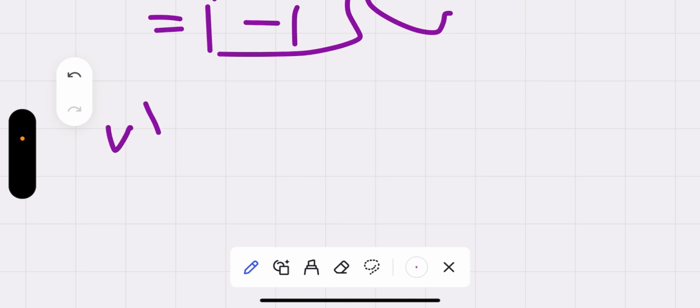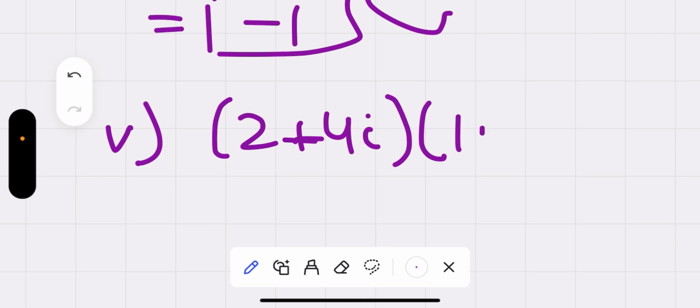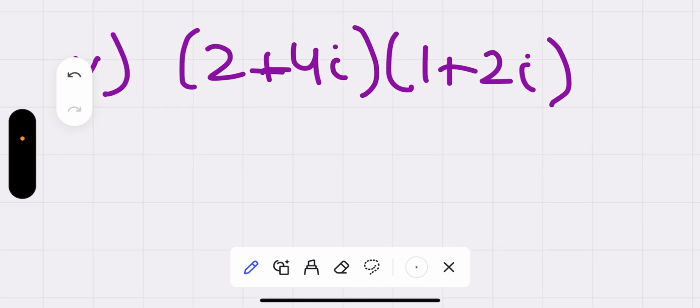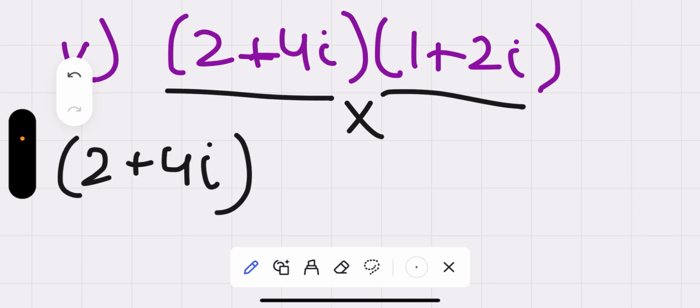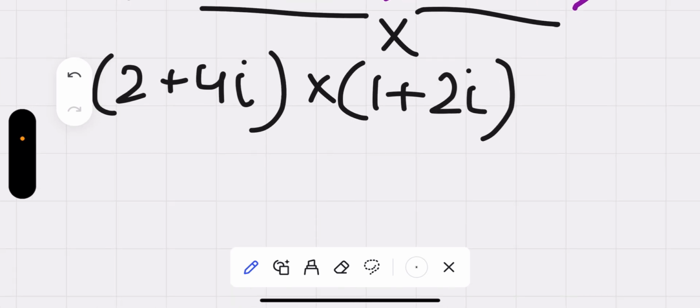Next we have the fifth part. 2 plus 4 iota and 1 plus 2 iota. Now we have two complex numbers within brackets, this one and this one. Since there is no sign between these brackets, we shall say that these brackets are being multiplied. So we have the arithmetic operation multiplication. We shall write here 2 plus 4 iota multiply 1 plus 2 iota. Okay, how do we multiply?